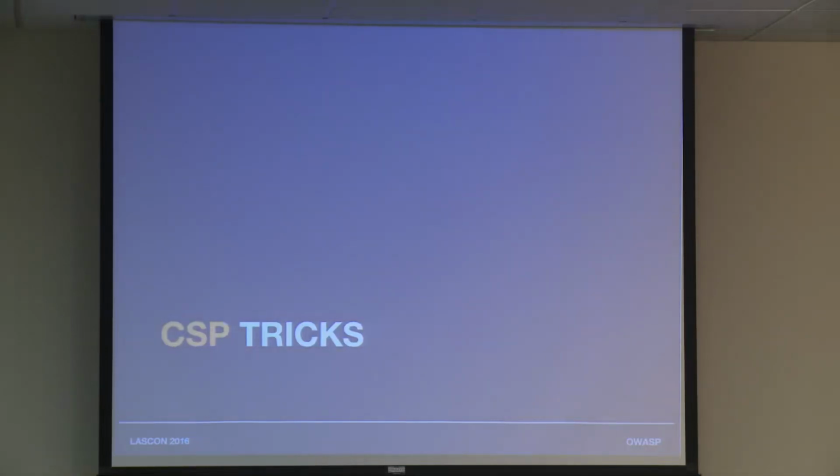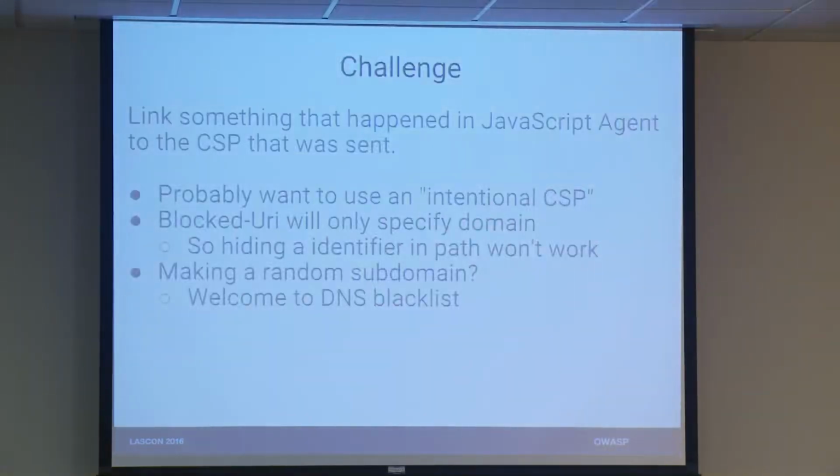And now some CSP tricks. So one of the things we had was we have this JavaScript profiler, and we have CSP reports coming in. We wanted to match those two things up. And so what we thought about using was an intentional CSP violation. And hopefully they don't change anything to prevent this. But it's a neat trick where we use, a blocked URI will only specify the domain in some browsers for privacy reasons. So hiding an identifier in the path wouldn't work.